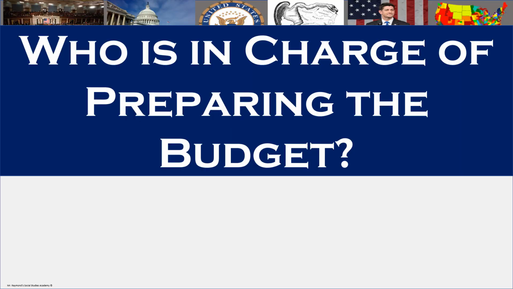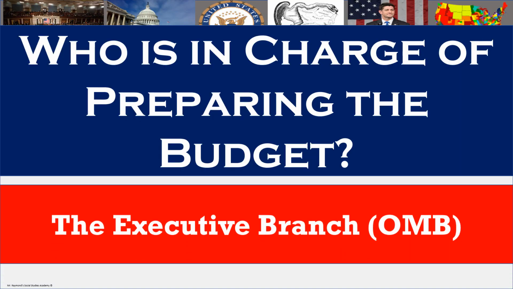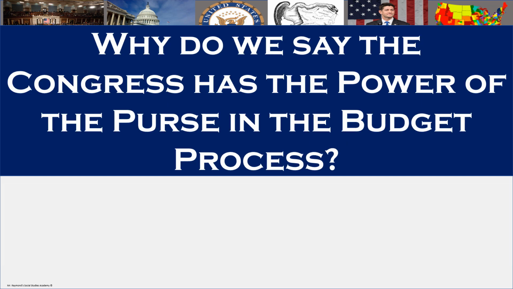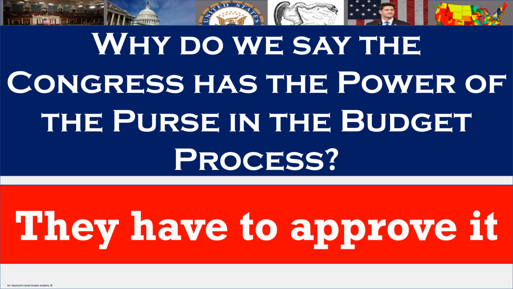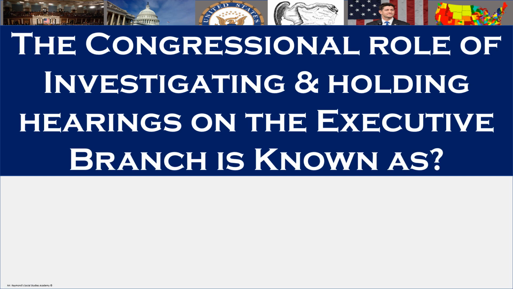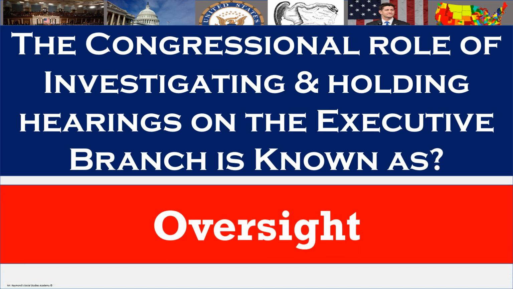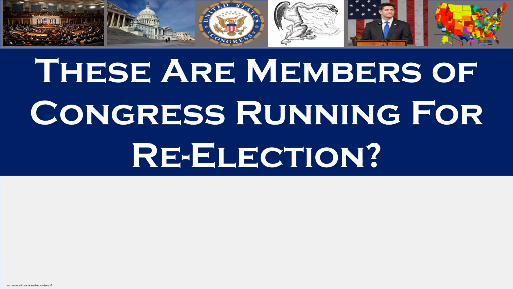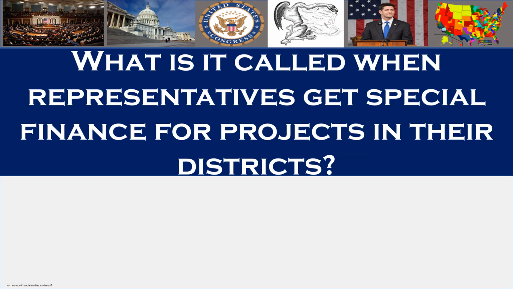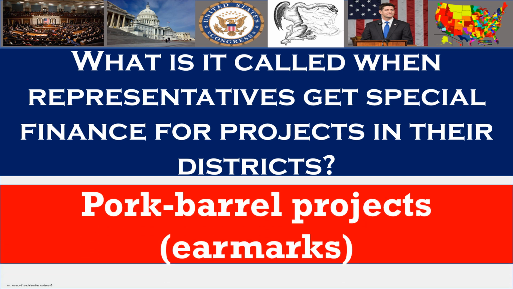Who is in charge of preparing the budget? The executive branch. Why then do we say that Congress has the power of the purse in the budget process? Well, they have to approve the budget. The congressional role of investigating and holding hearings on the executive branch is known as oversight. These are members of Congress running for re-election. Incumbents. What is it called when representatives get special finance or money for projects in their districts? Remember, they are bringing home the bacon. Those are called pork barrel projects, sometimes referred to as earmarks or riders.